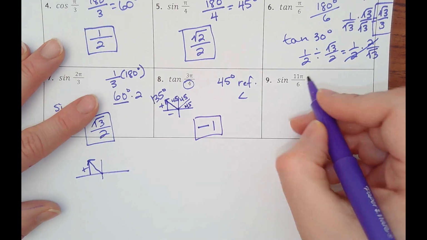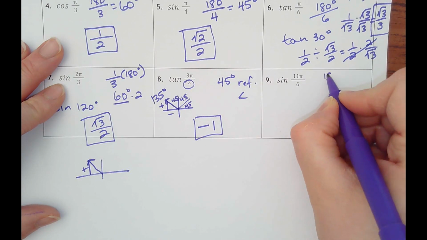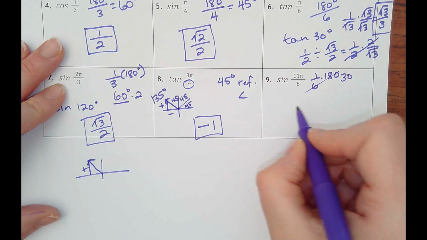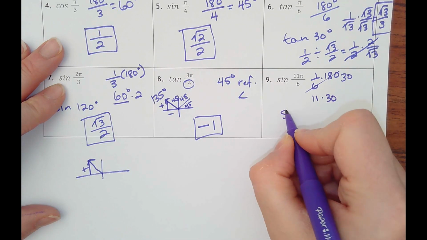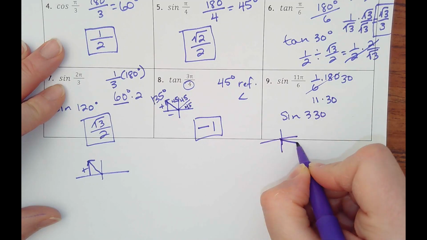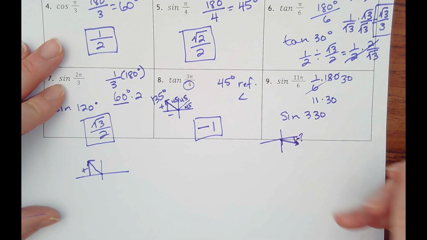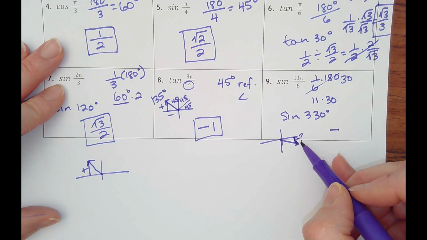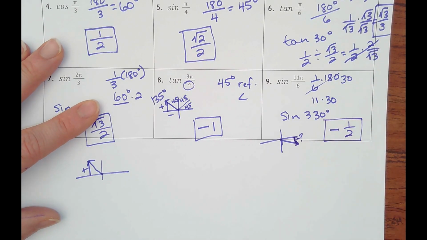And then number 9, we have an 11 over 6. So think of 180 divided by 6, or 1/6 of 180, that would be a 30. 11 30s, that would be sine of 330, which is right here. And we want to know this opposite side, which I know is negative because it's going down. And then I want to know sine of a 30. This short leg here is a half. So it'd be negative 1/2.